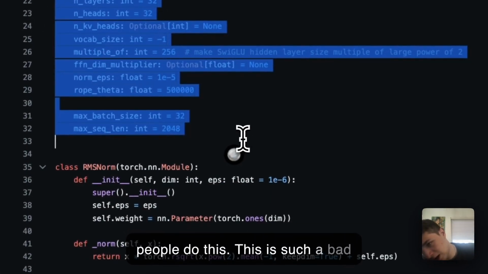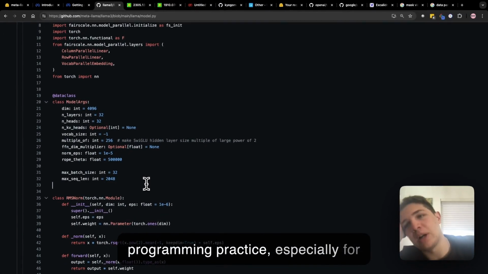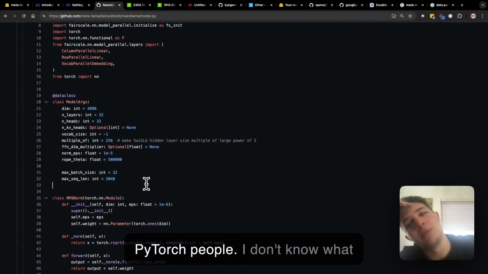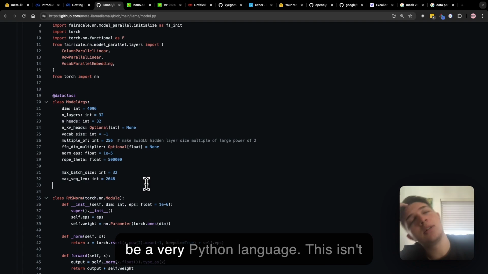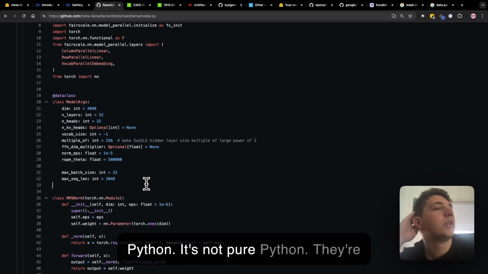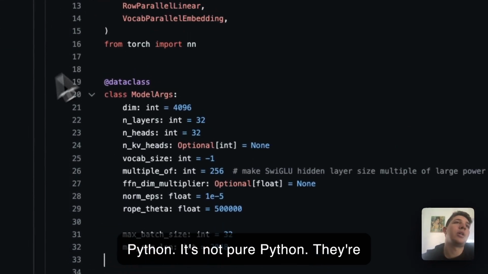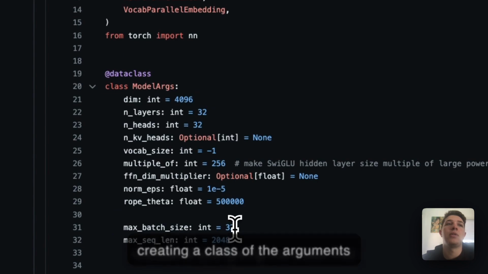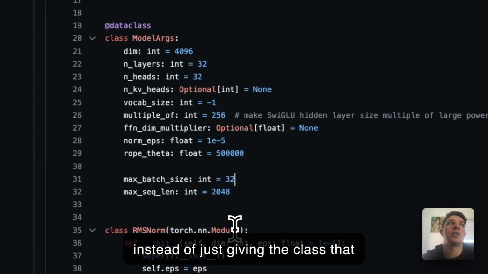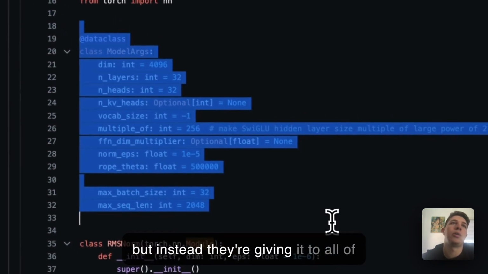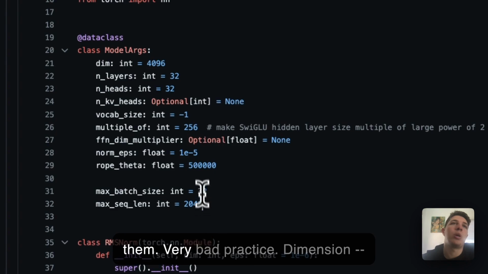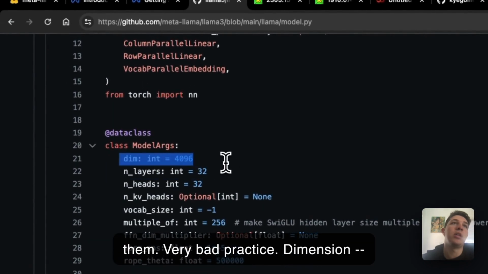And I don't know why people do this. This is such a bad programming practice, especially for PyTorch people. PyTorch is supposed to be a very Pythonic language. This isn't Python, it's not pure Python. So they're creating a class of the arguments instead of just giving the class that has the arguments those arguments, but instead they're giving it to all of them. Very bad practice.